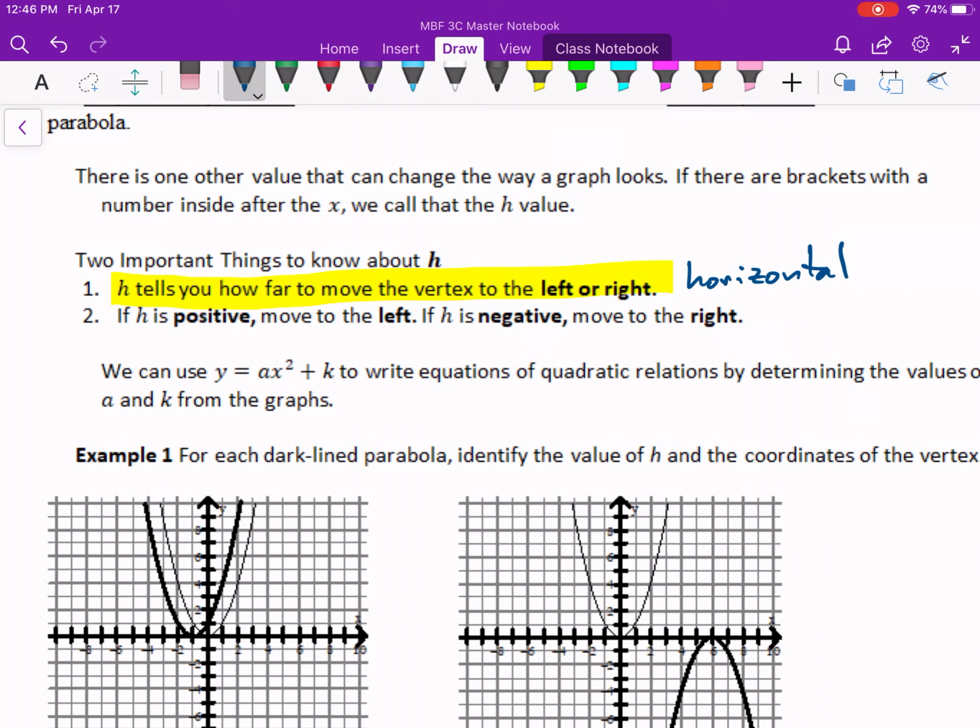So let's go back to k for a second. That was the up or down one. If k was plus 3, we would move up by 3. That makes sense. If k was negative 3, we would move down by 3. That also makes logical sense.